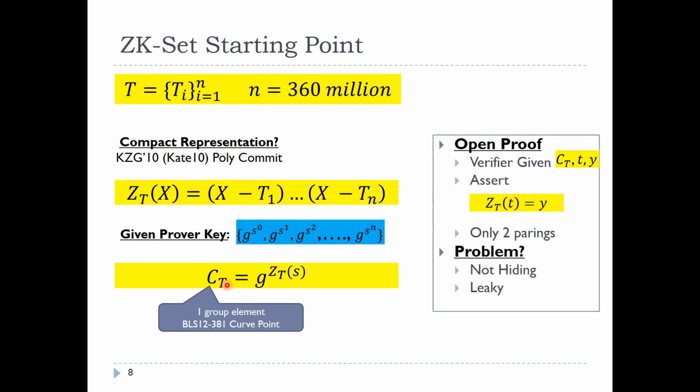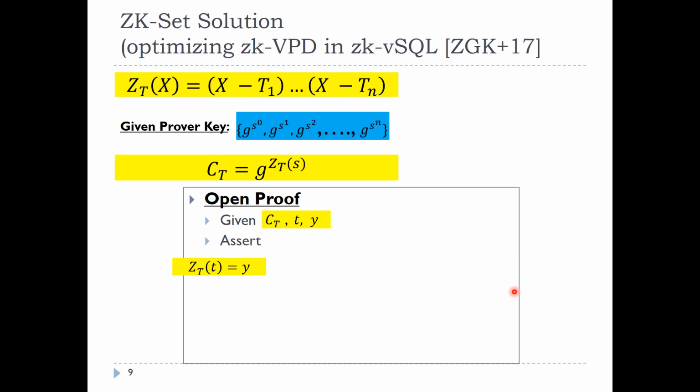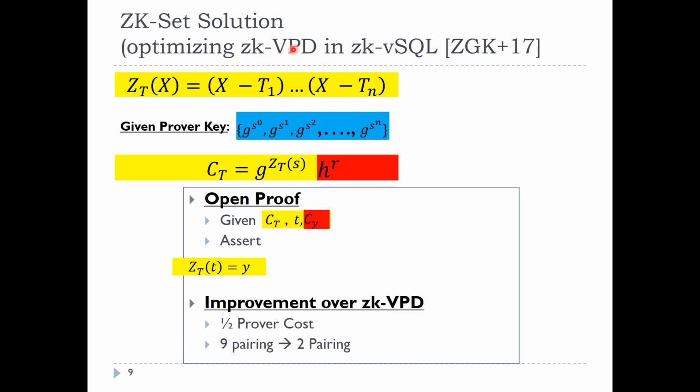Unfortunately, KZG polynomial commitment is not completely hiding, and it is also a little bit leaky. So this problem was addressed in the zkVSQL work back in 2017. And there is a zkVPD scheme which provides complete zero knowledge. So in this work, we further improve the zkVPD scheme. We cut half its proof cost, and we reduced the verifier cost from 9 pairings to only 2 pairings. And we are leaving those technical details to the paper.